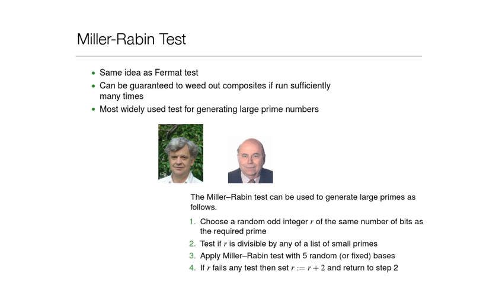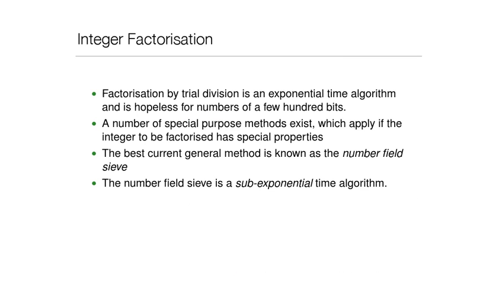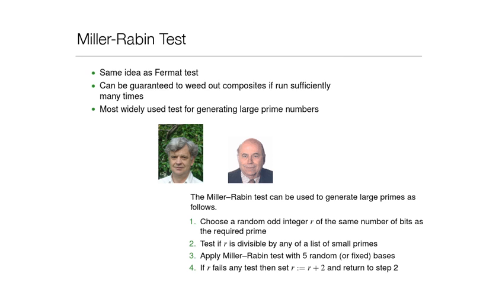Okay. And the other test is the Miller-Rabin test. These are the people who found this primality test. It is a very similar idea to the Fermat test. You can follow the slides and understand how the test works. And that's about prime numbers.